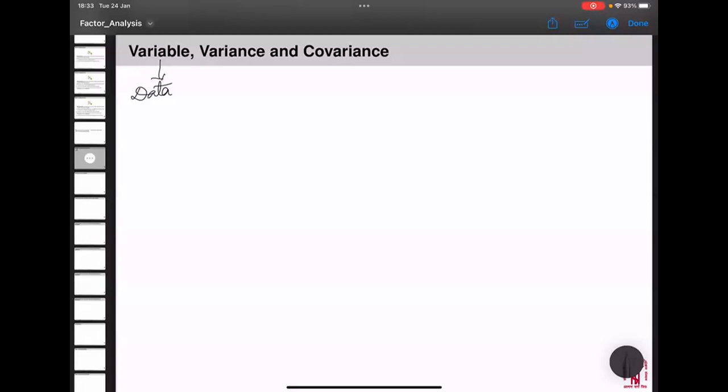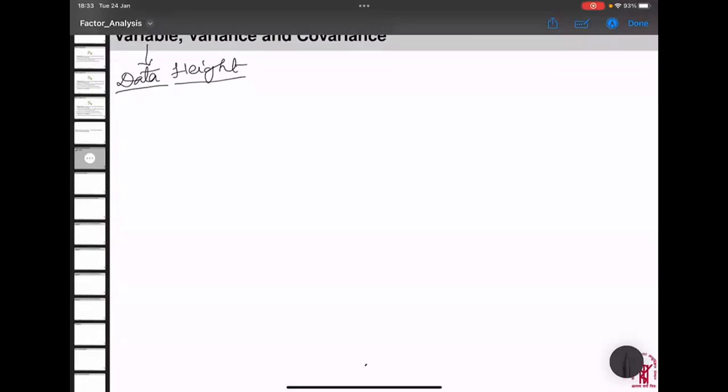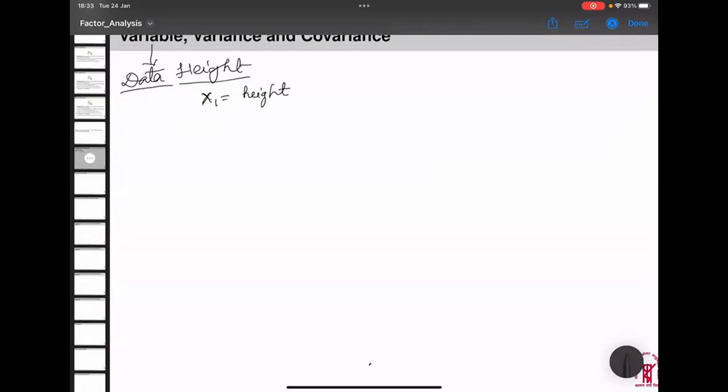So a variable is something which varies from person to person. For example, height. If you take the height of students of your class, it will be represented by, say, x1 equal to height, and say there are 100 students in the class, so obviously there will be 100 heights, in centimeters I'm saying. One student is of height 156, 172, 135, in this way. This is the height of the students. Okay, so this is actually termed a variable.